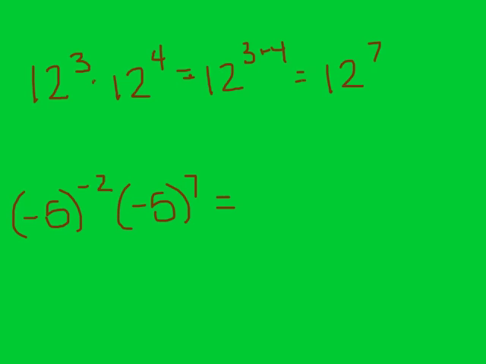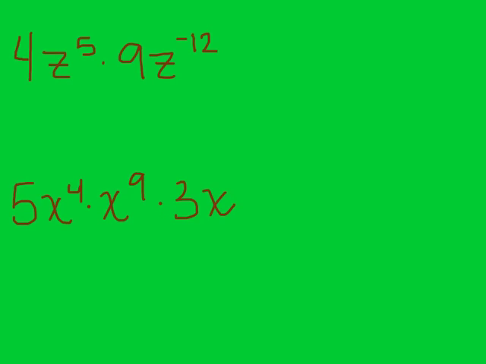Moving down, again, same thing. We have the same base. We have -2 plus 7 as our exponents. So we subtract and keep the sign of the bigger one, and we will have -5 to the 5.